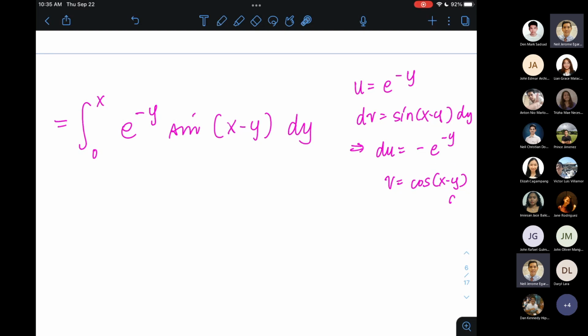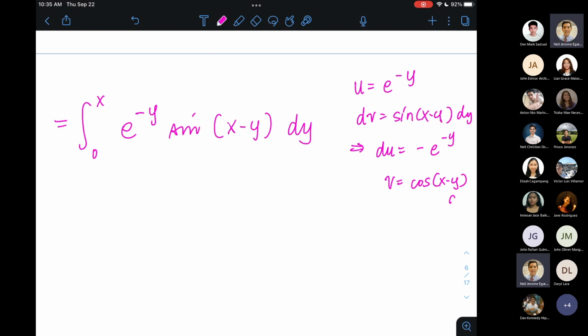Ang derivative nito ay, or may negative sign. Hindi, tama. Ang derivative nito ay negative sine ng x minus y, tas chain rule will kick in. Remember, we're differentiating with respect to y. So derivative ng x minus y with respect to y ay -1. So ang derivative nito ay sine of x minus y with respect to y.